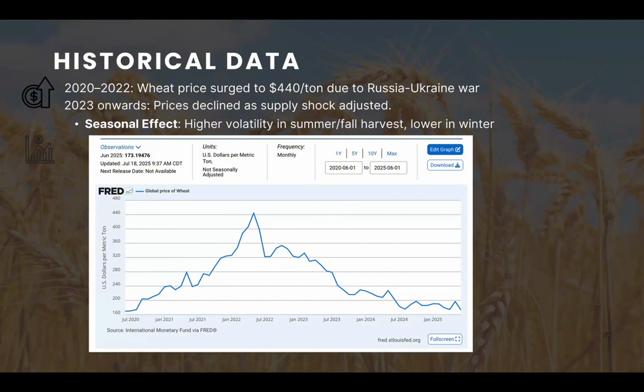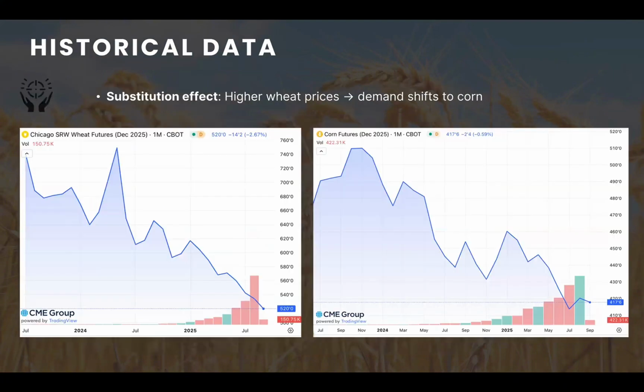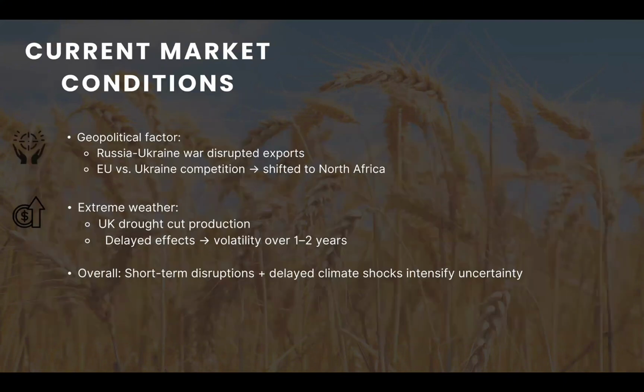Another important factor is seasonality. Based on the research in the report, volatility is typically higher during harvest seasons in summer and fall, and relatively lower during the winter. From the consumer side, when wheat prices rise, demand often shifts to alternative products like corn, which also shows a similar but volatile price trend.